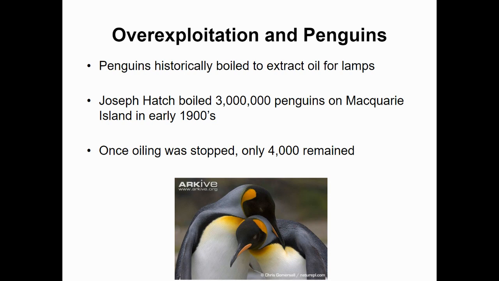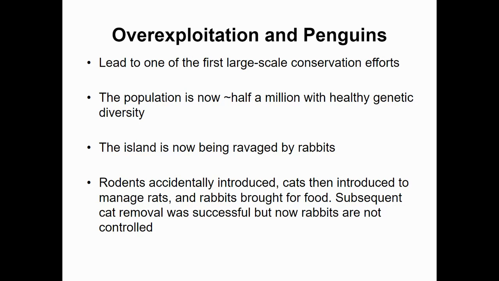Once oiling was stopped, only 4,000 remained. So imagine exploiting 3 million, leaving only 4,000. Obviously, it would have a huge impact on the population, the genetic diversity, all the things. Fortunately, in this situation, they did make very large scale conservation efforts. Currently, or in recent years, the population has regenerated up to about 500,000 with a good genetic diversity. So we got lucky on that one.